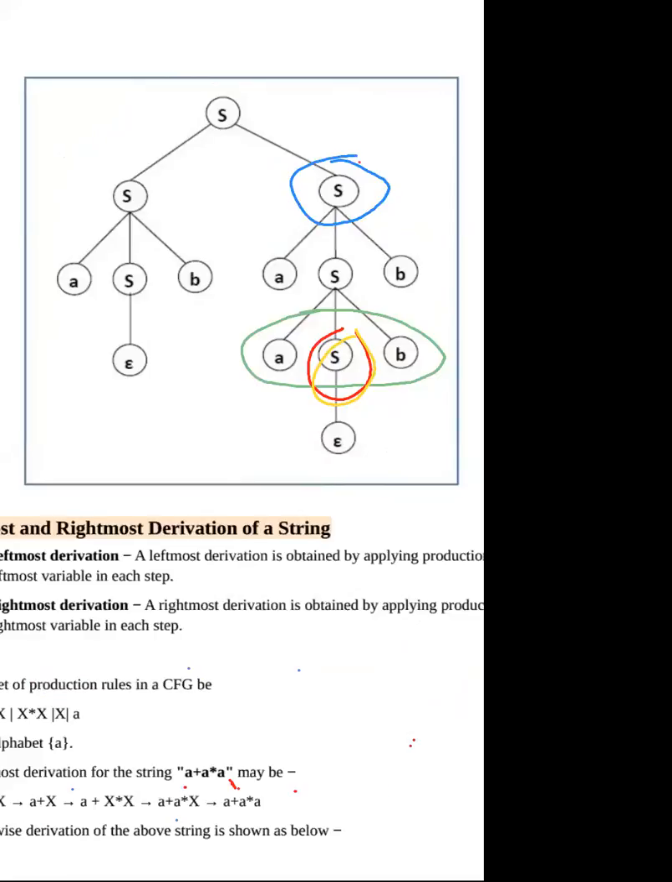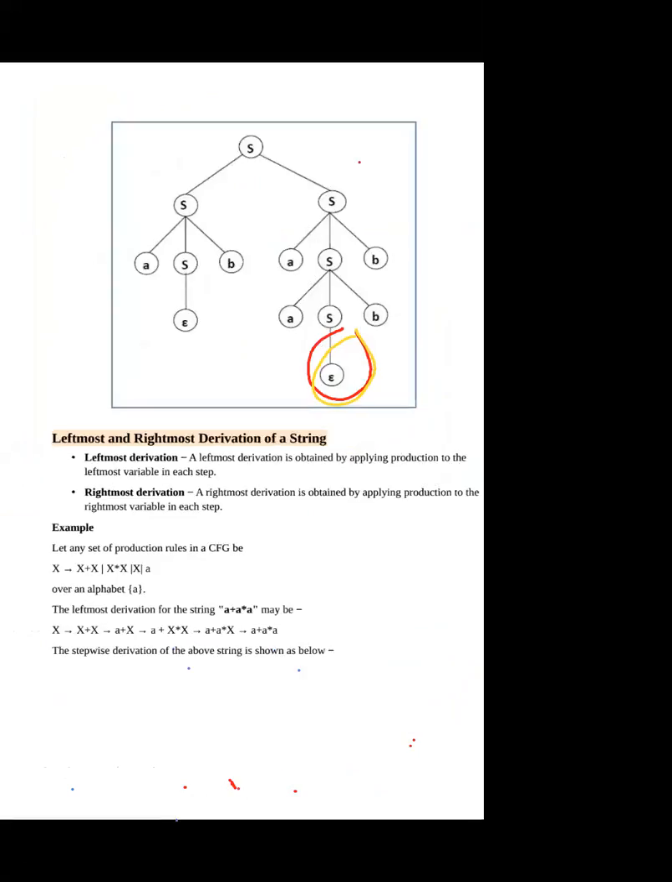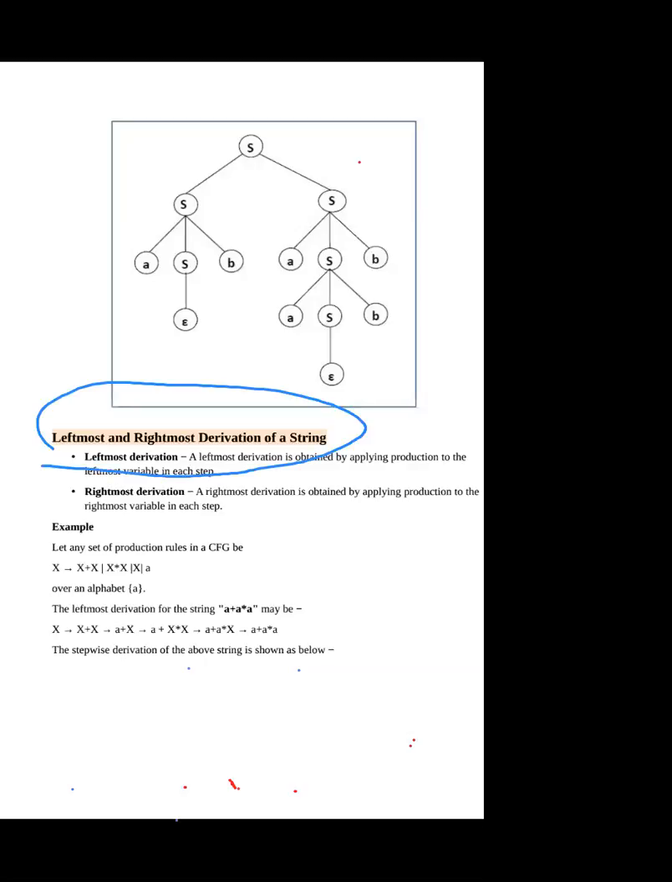So next, we'll look at leftmost and rightmost derivation. Leftmost and rightmost derivation. This one. You know what is derivation now, right? Derivation is of two types, leftmost and rightmost derivation. So for this case, I'm trying to give an example.